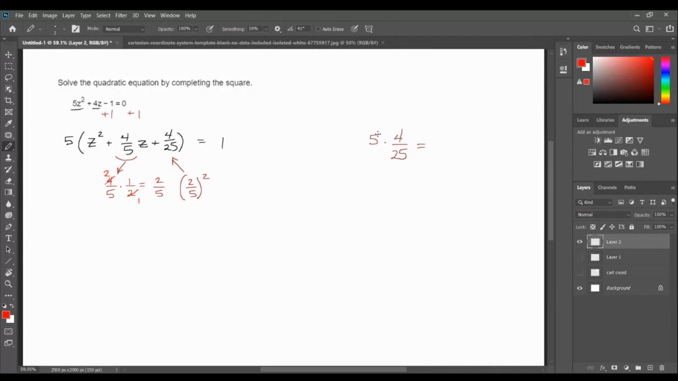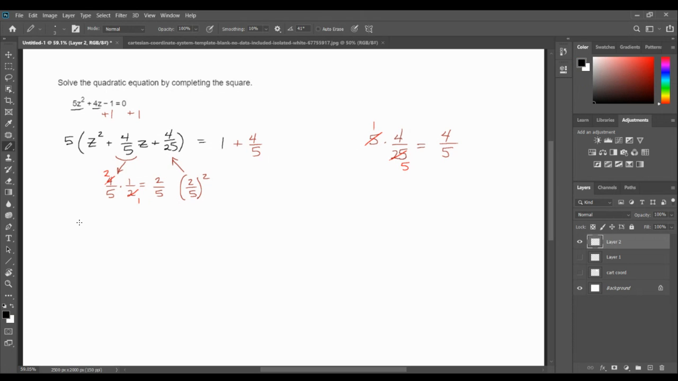See, we can reduce this. 5 goes into 5 once and into 25 5 times. And so I've got 1 times 4 over 1 times 5. So I've really added 4/5 over here, so I need to add 4/5 to the other side. And that 4/5 comes from multiplying it by the 5 that I factored out in the first place.